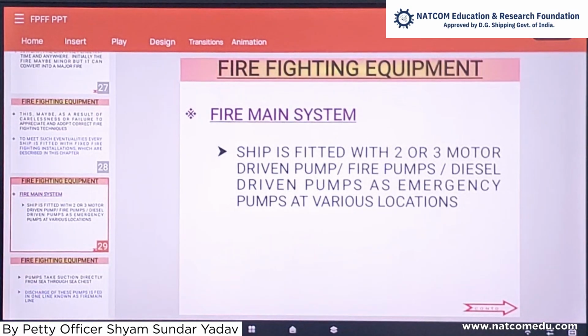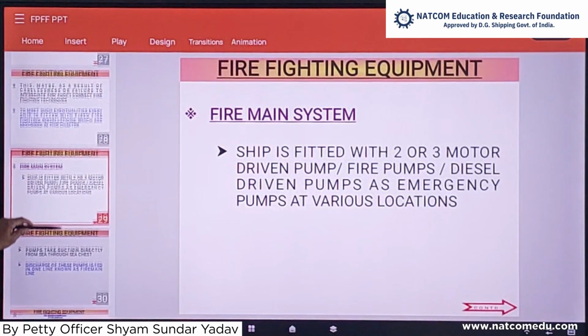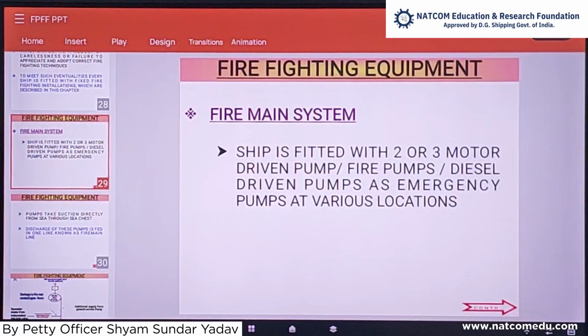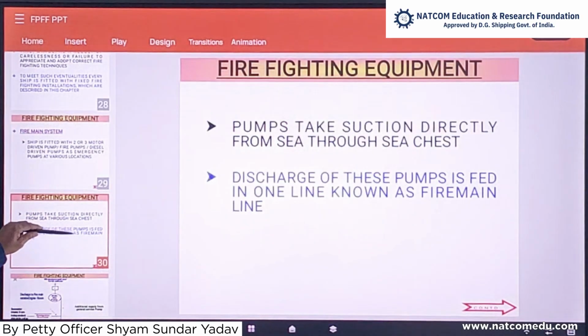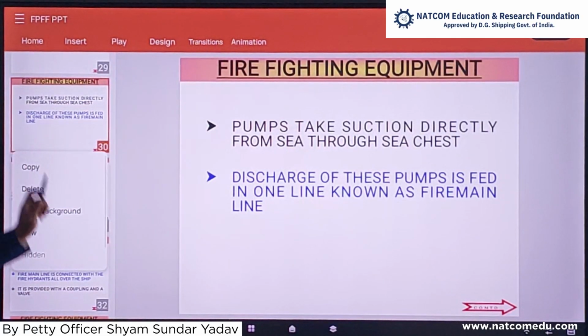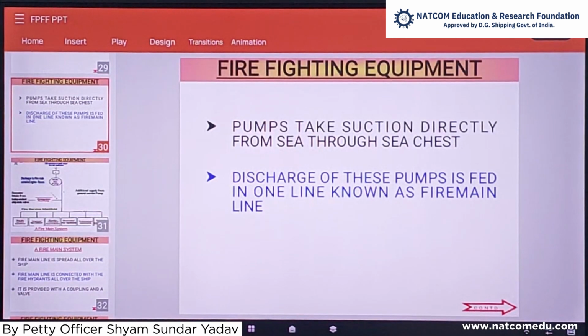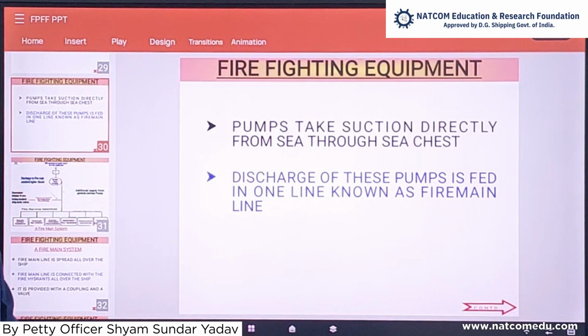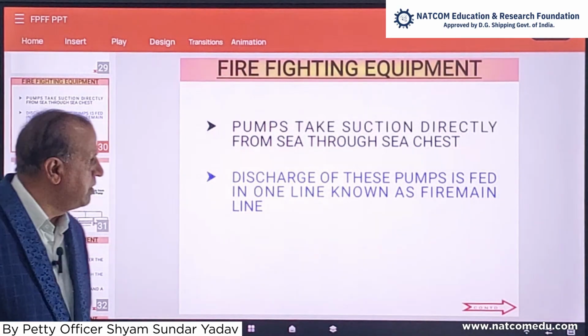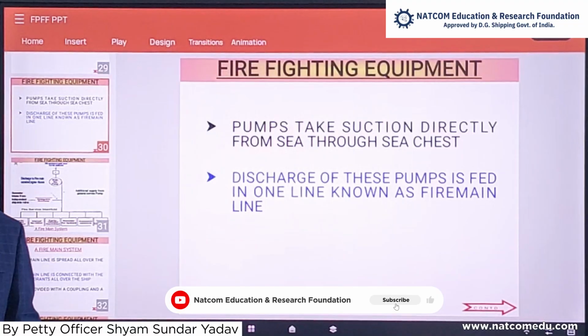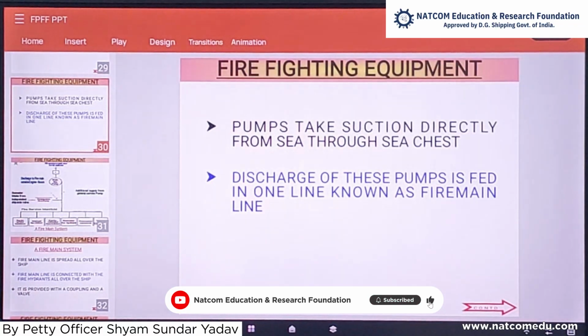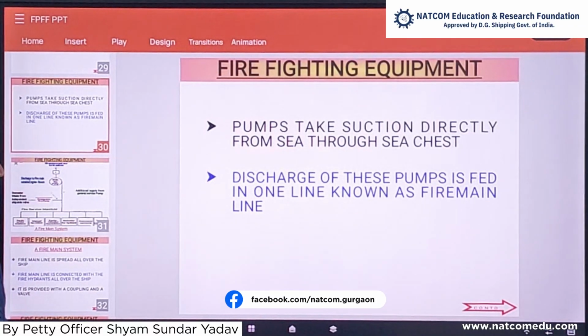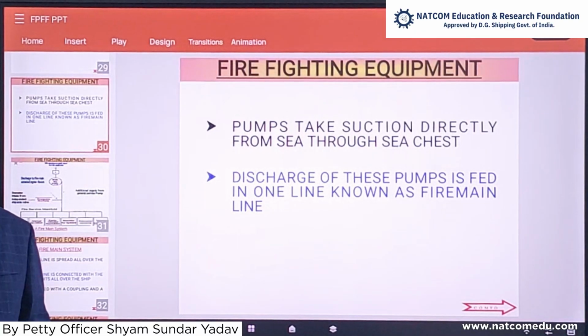Color will remain the same, red color. And that is the international color. You go anywhere, any country, you will find it remains the same. Okay. So pumps take suction directly from the sea chest, at the bottom of your ship. We have sufficient sea water. तो इसमें कौन सा पानी सर्कुलेट करेगा? Sea water. Discharge of these pumps is fed in one line that is known as the fireman line. Okay?